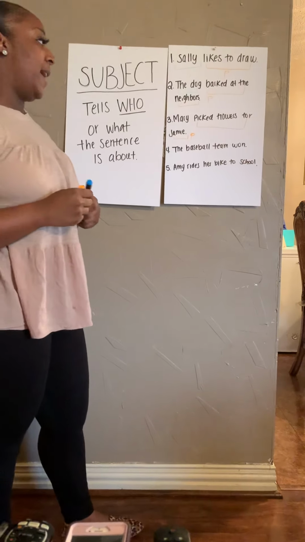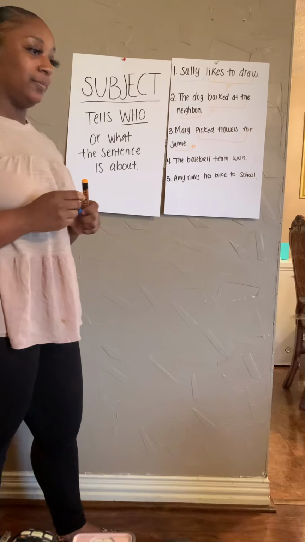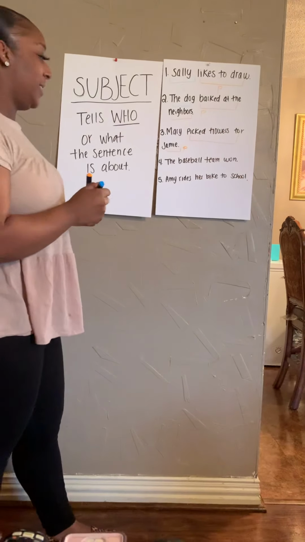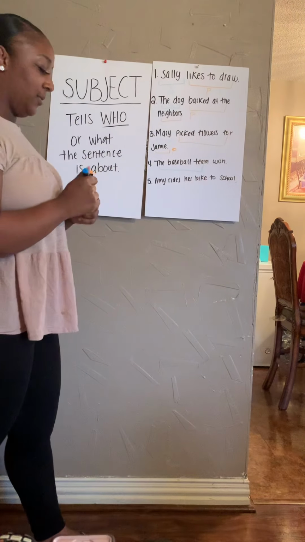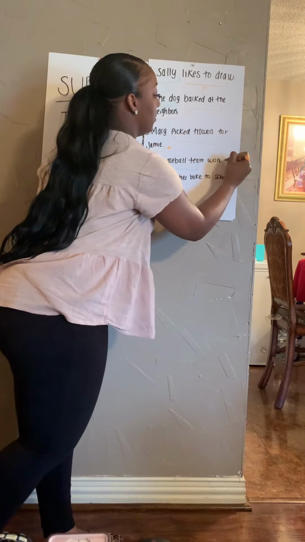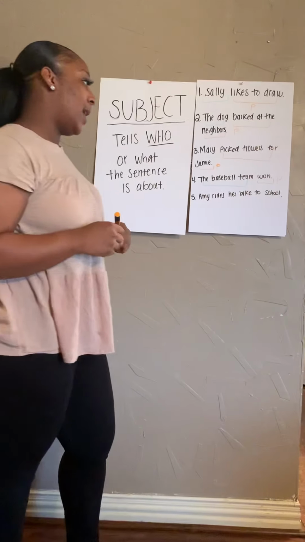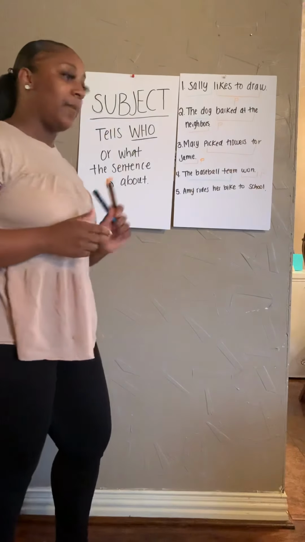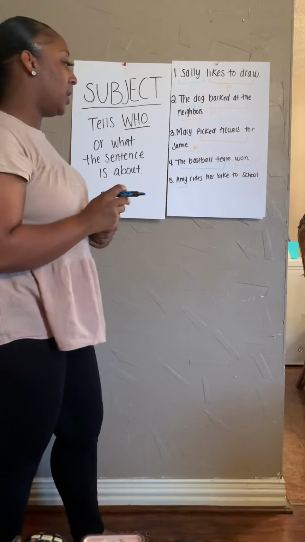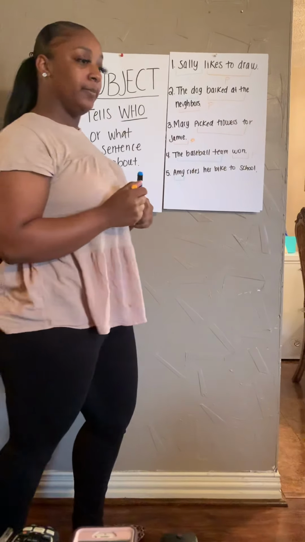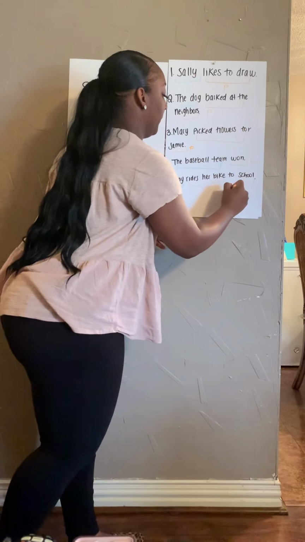Sentence 4. The baseball team won. Who are we talking about? The baseball team. Good. And what did the baseball team do? Won. The baseball team won. So that's going to be our predicate. Sentence 5. Amy rides her bike to school. Who are we talking about? Amy. Very good. Amy is going to be our subject because Amy is who we're talking about. What did Amy do? Rides her bike to school. So this is going to be our predicate.